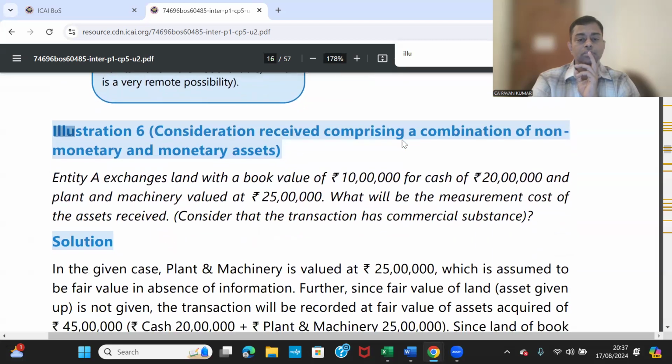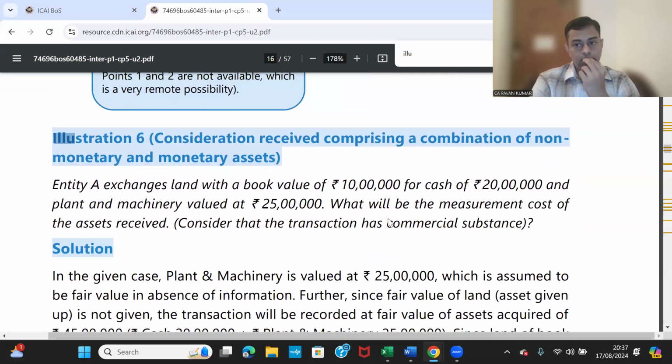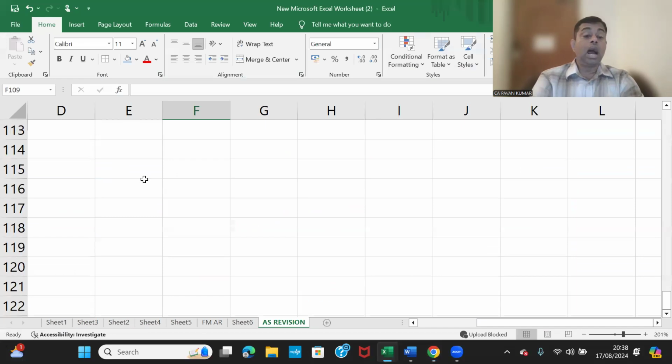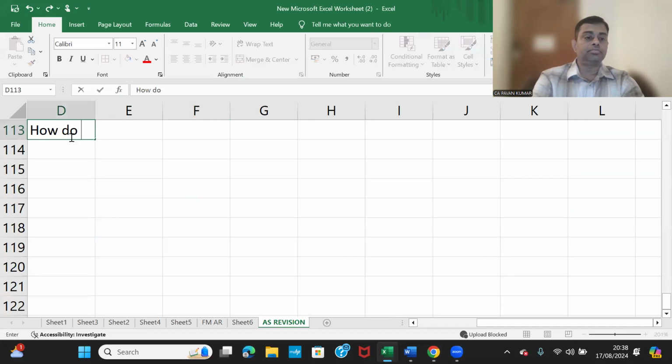Read the next question. Question number 6. This is also important. Entity A exchanges land with a book value of 10 lakh for cash of 20 lakh and plant and machinery valued at 25 lakhs. What will be the measurement cost of the assets received? Consider that the transaction has commercial substance. Very important. So how do we record exchange of assets?